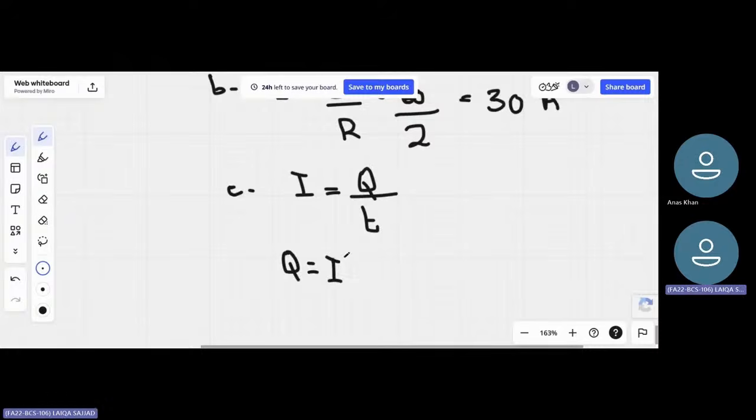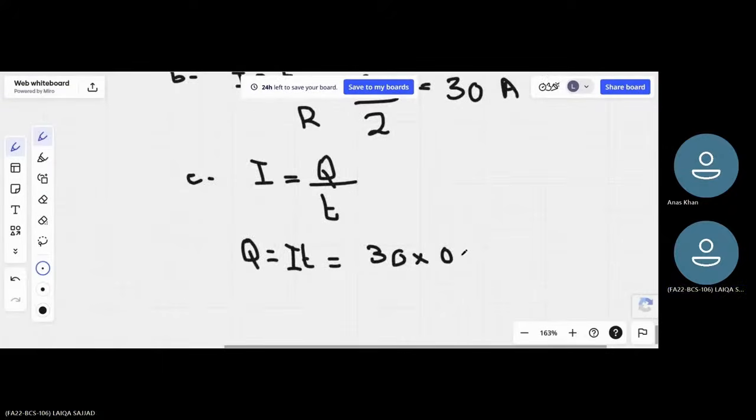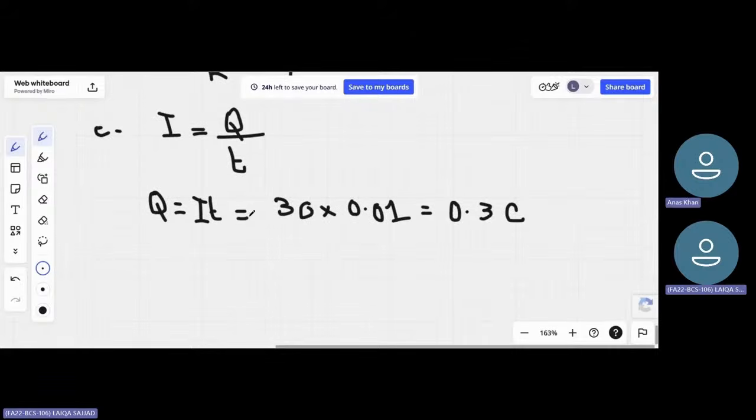We simply rearrange it. Now we will simply substitute the values. It would be 30 times the time, which was 0.01, and we will get 0.3. What's the unit of charges? The unit of charge is coulombs. Yes. So the total charges that flowed would be 0.3 coulombs. Clear?